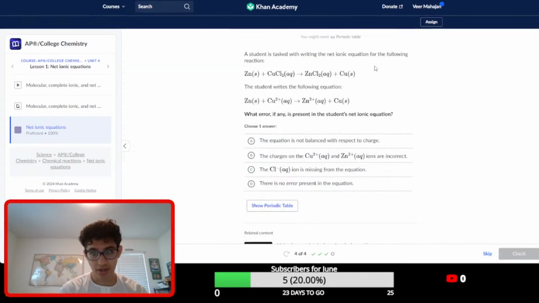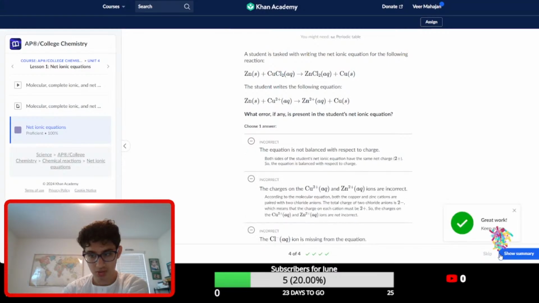So for this, the net ionic equation, he writes this. So the solid stays there, which is correct. The charge on this is correct. And wait a minute, this actually does seem right. The charges also do seem to be right. Yeah, these charges are correct. The equation is balanced with respect to charge. The chlorine ion is missing from the equation. It should be missing because this is a net ionic equation. None of those are wrong, so the equation is correct.